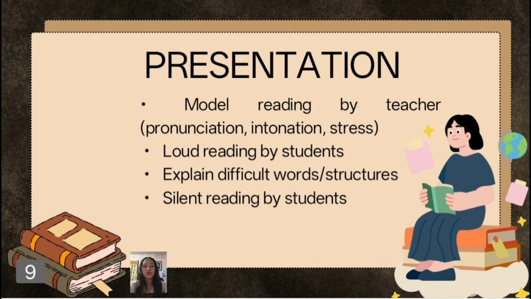Next, students do loud reading. Each student may read a portion of the passage. This helps them practice fluency and allows the teacher to correct mistakes immediately. And after that, the teacher explains difficult words, phrases, idioms, and grammatical structures. This step ensures that students understand the language used in the passage. Finally, students do silent reading, which helps them process the text individually, clarify points, and improve comprehension. By following this step-by-step presentation, teachers ensure that students understand the content, language, and style of the prose.